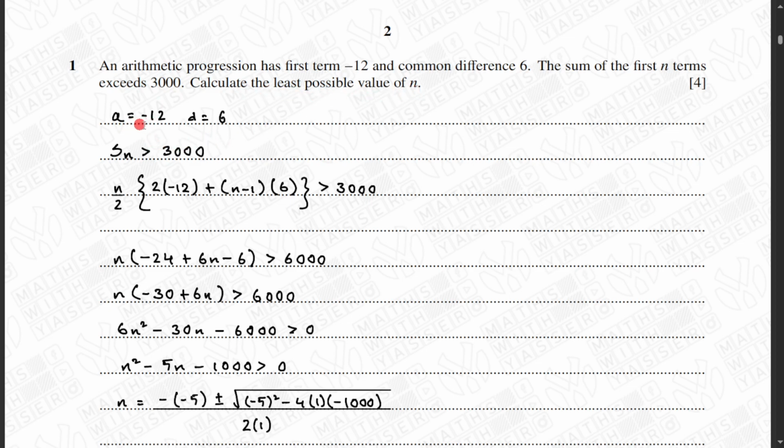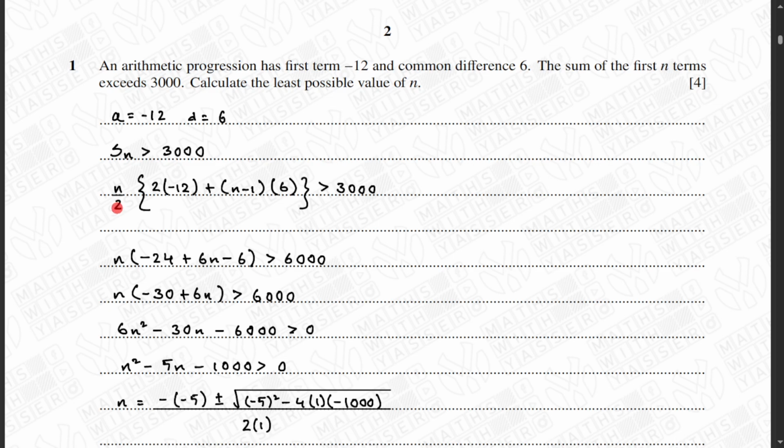So the first term is -12 and the common difference is 6. And it's also given that the sum of the first n terms exceeds 3000. So for the sum of n terms, we can use the formula n over 2 within brackets 2a plus n minus 1 times d. So we know the first term is -12 plus n minus 1, and the common difference is 6. This must be greater than 3000.